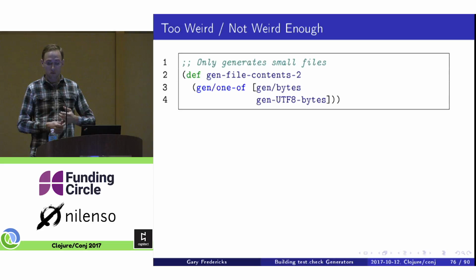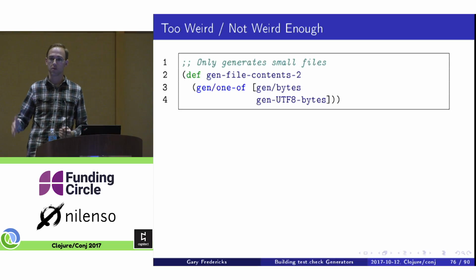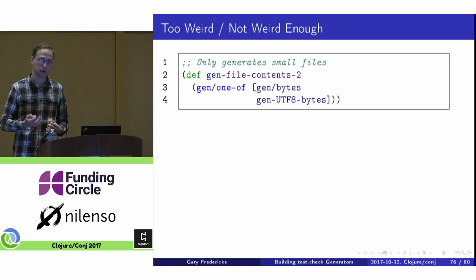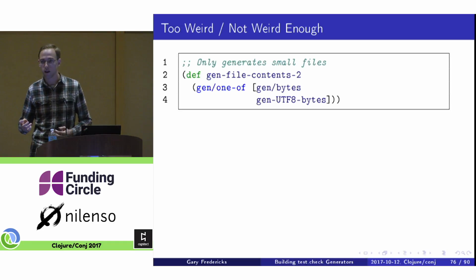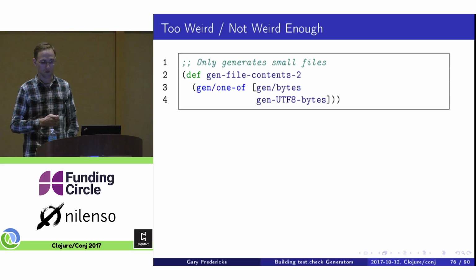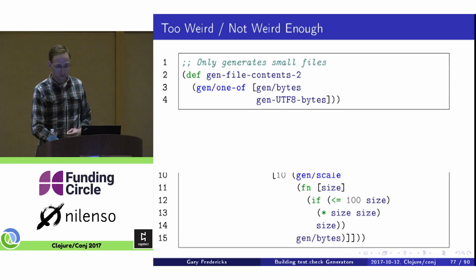Further, you might notice that the generator only generates small files. The bytes generator just uses the size parameter as the cap. So by default, you're only going to be testing on files that are up to 200 bytes. And a file syncing service might well have bugs that only manifest with larger files. But you don't want to use larger files all the time because your tests will be slow.